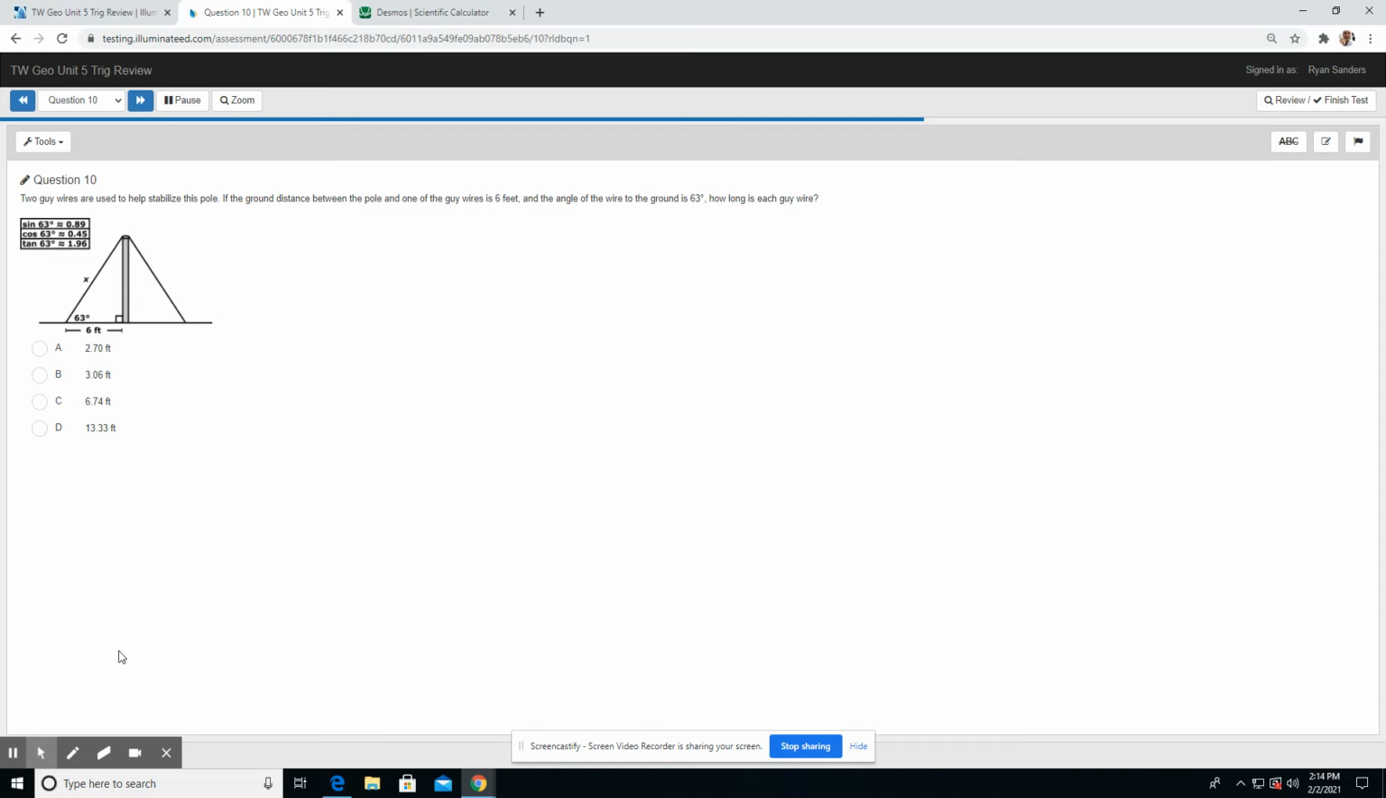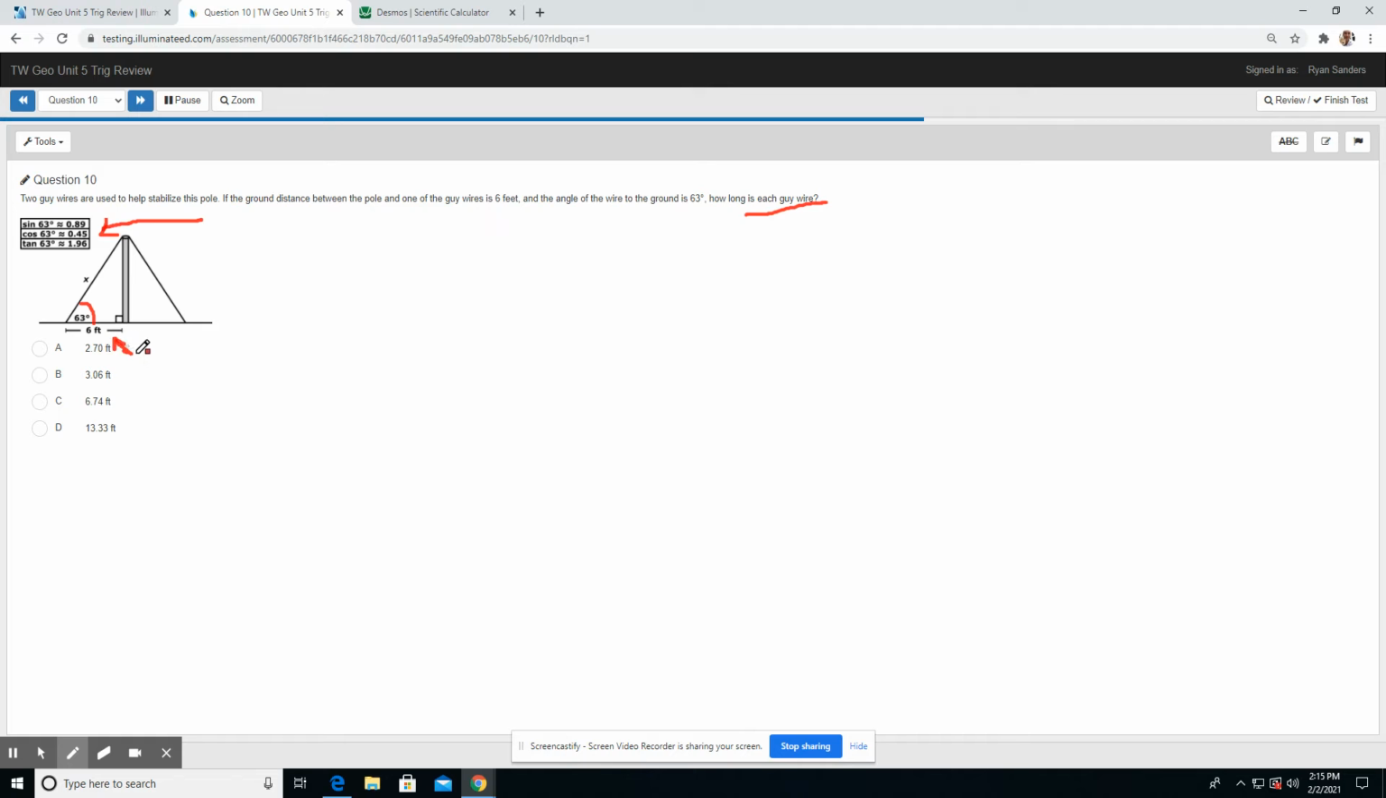Two guy wires are used to help stabilize this pole. If the ground distance between the pole and one of the guy wires is 6 feet, and the angle of the wire to the ground is 63 degrees, how long is each guy wire? Well, it looks like we're assuming that they're exactly the same in this situation. It would be nice if they said that, since they're saying each guy wire, but we'll just find the one that they're asking about. And let's not forget that when they give us a table of approximations, we're supposed to use it right away. All right, so labeling things to our angle of reference.